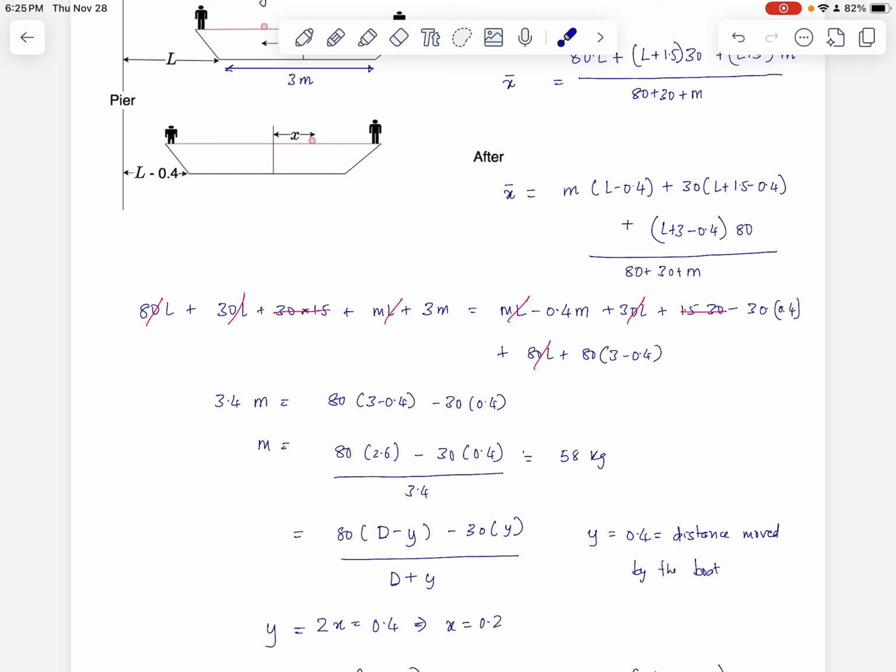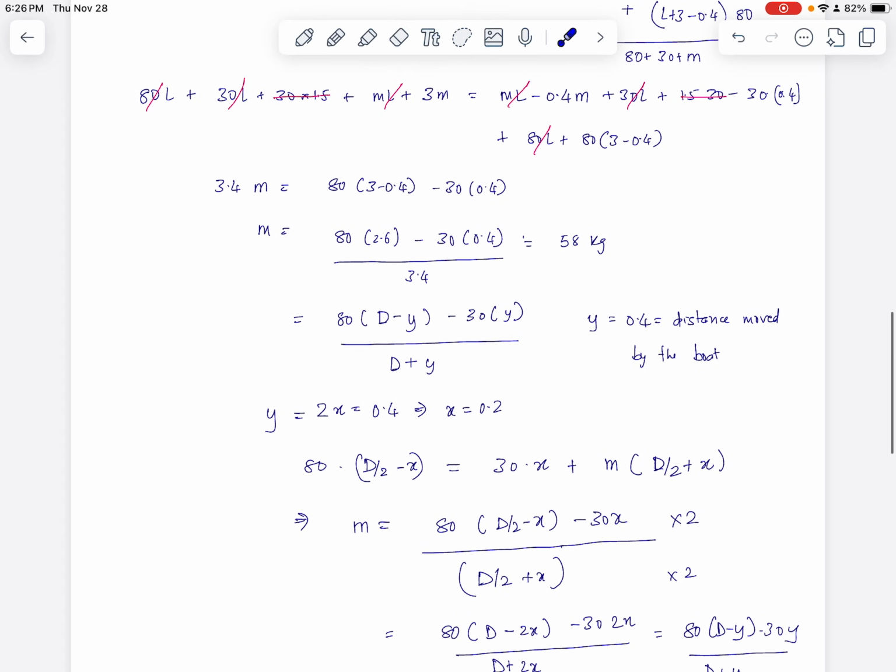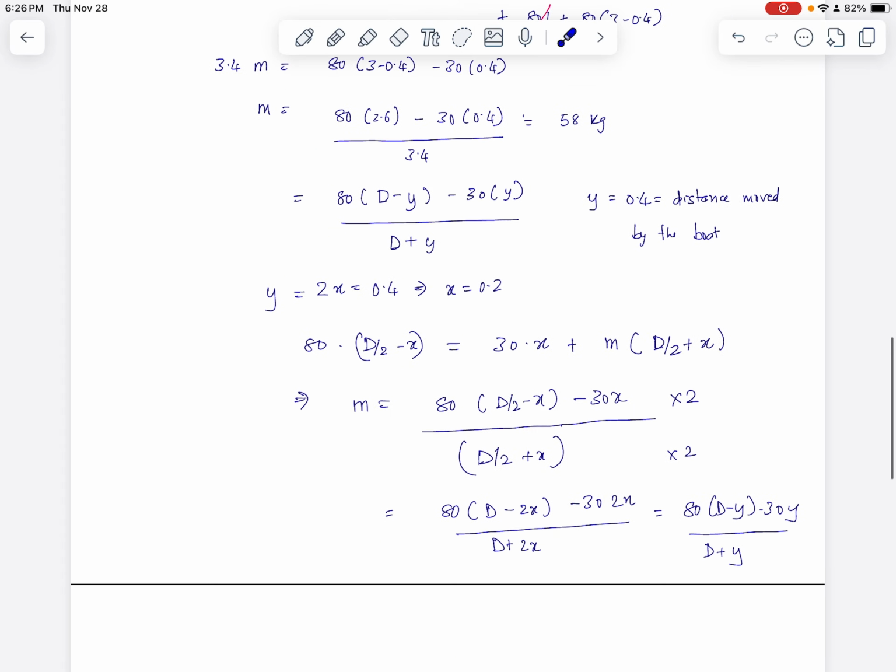And so if the size of the boat is D, okay, and y is the distance moved, that is 0.4, then we can write this equation as this. Okay, so we can write it as this. So that leads us to a much more elegant solution.